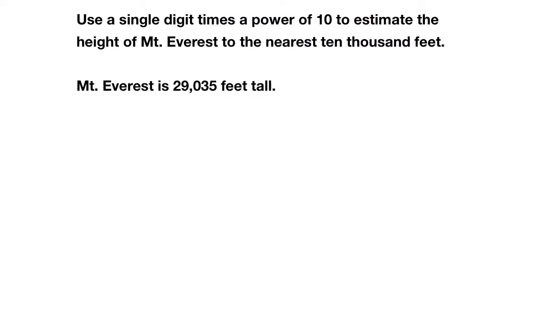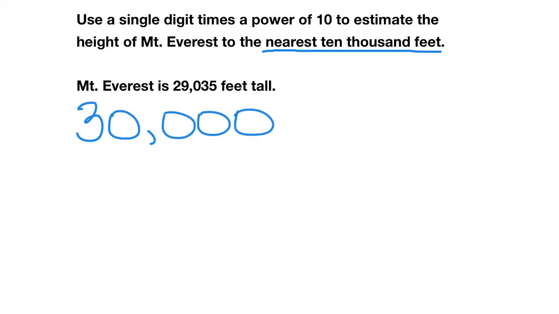First question. Use a single digit times a power of 10 to estimate the height of Mount Everest to the nearest 10,000 feet. Mount Everest is 29,035 feet tall. We want the nearest 10,000 feet. So that would be approximately 30,000 feet tall. If you want to put this into your scientific calculator, it will convert it for you immediately.